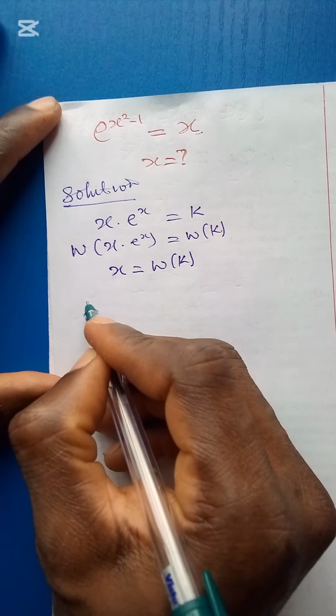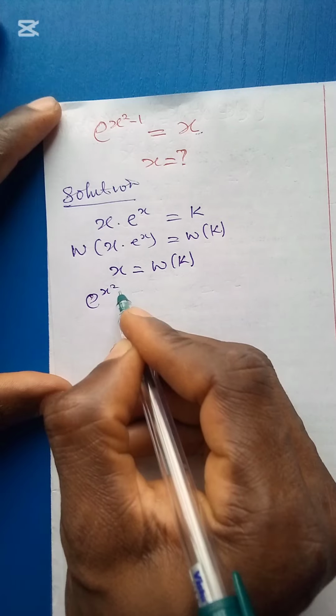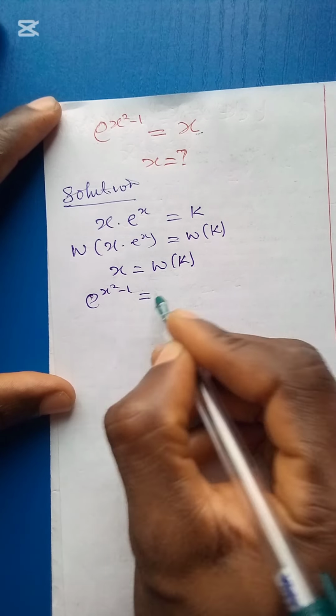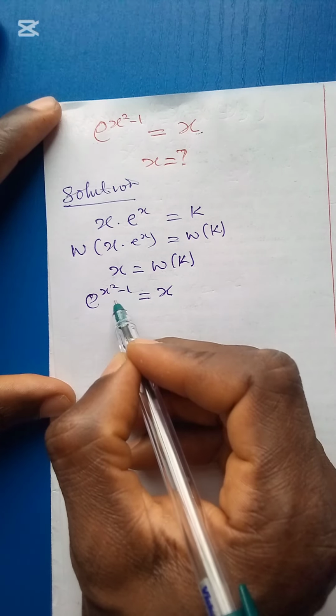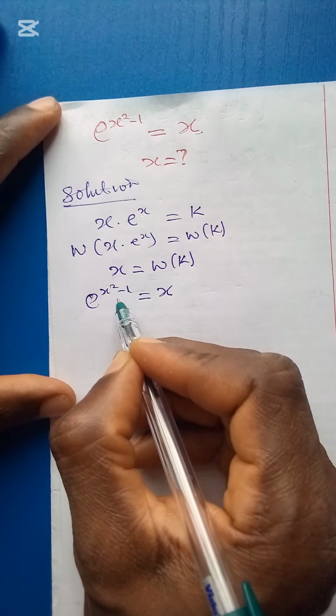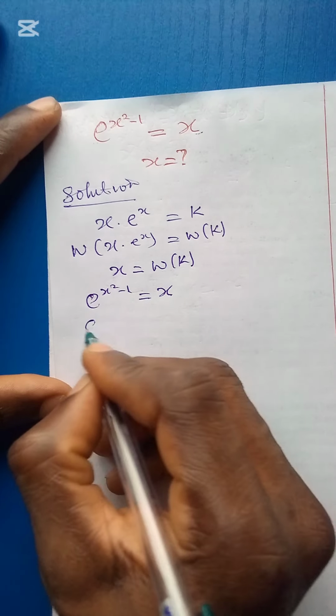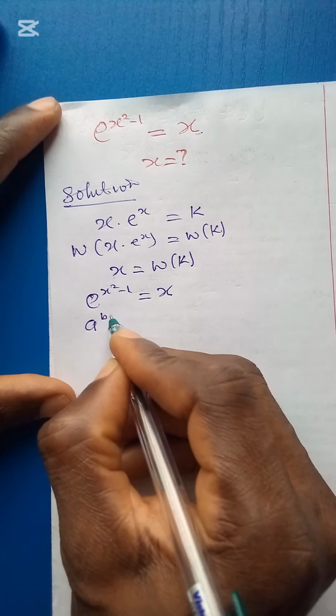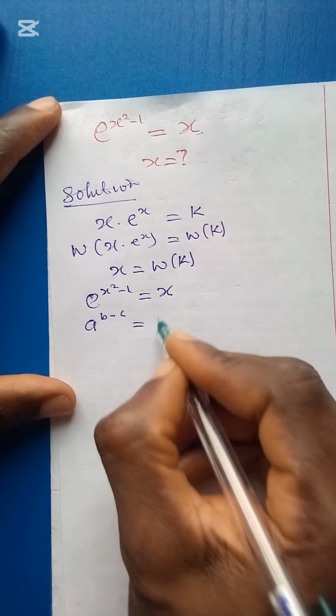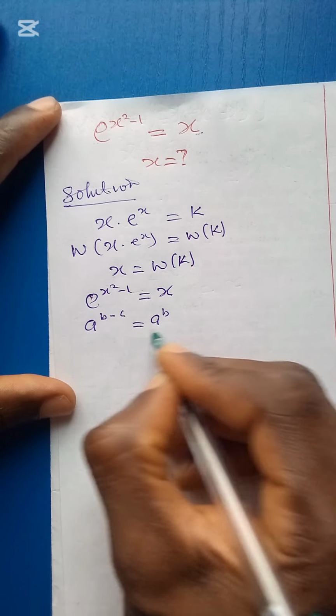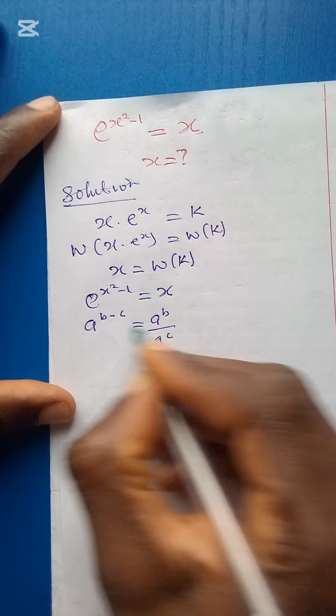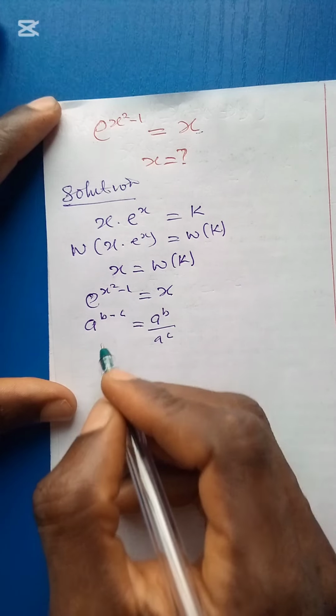I'll first of all write the equation e raised to the power x squared minus 1 equals x. Now I'll apply a law of indices here, that is the subtraction law of indices. If I have a raised to the power b minus c, it is the same thing as a raised to the power b divided by a raised to the power c. So this law will be applied here.